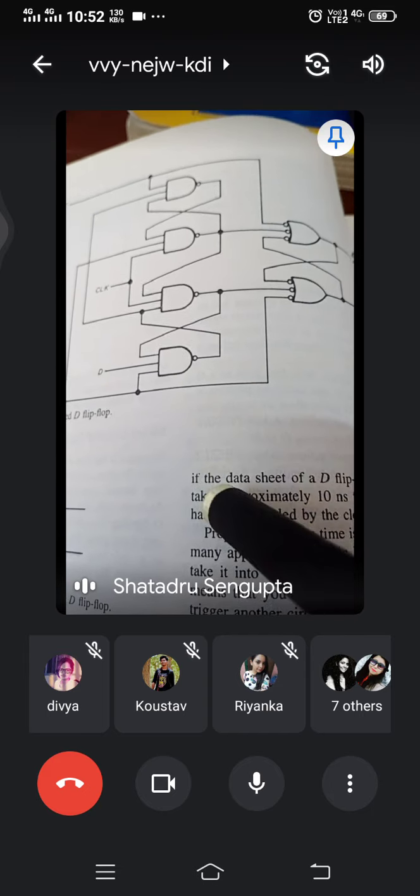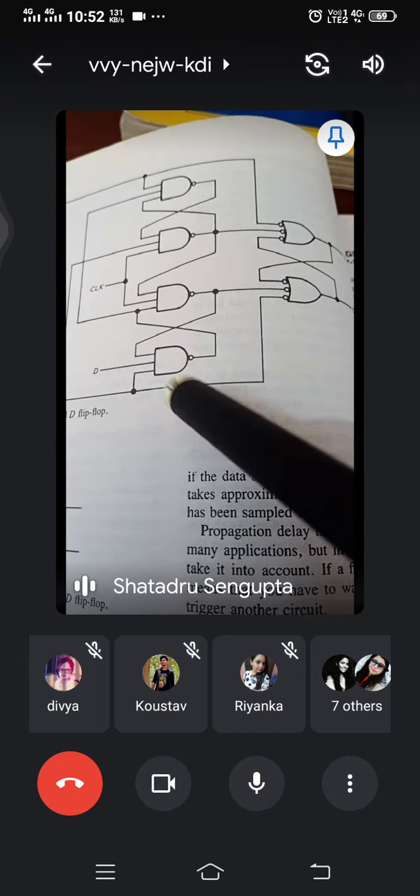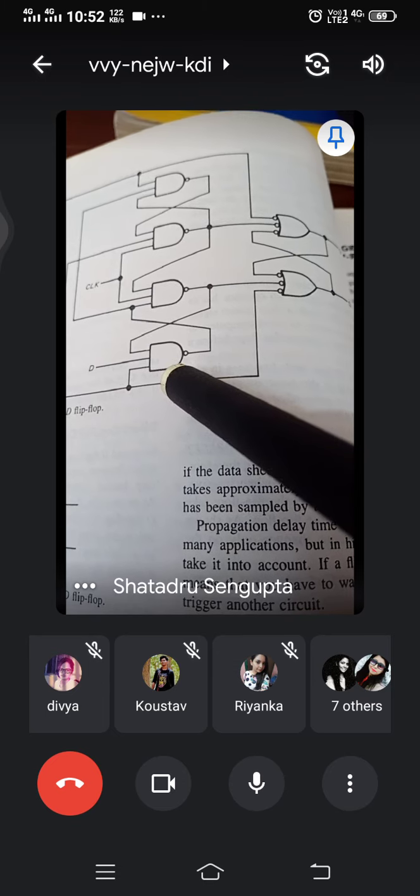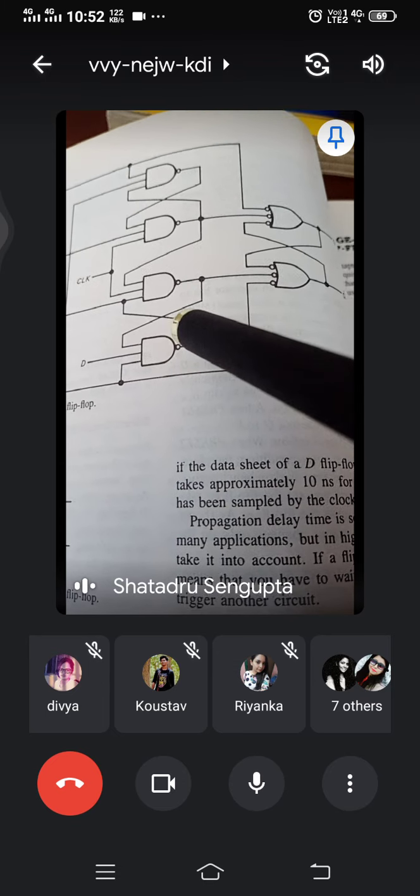How do you affect an edge trigger with a level trigger then? How do you actually do that?